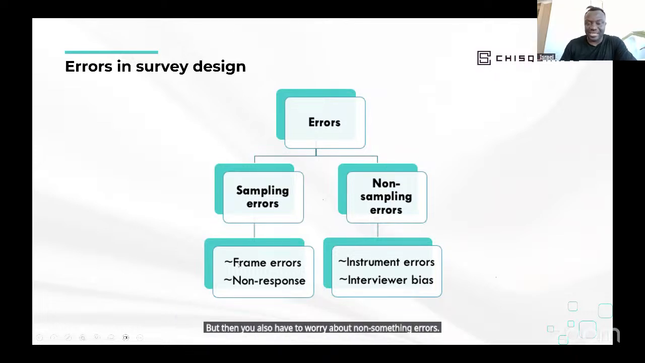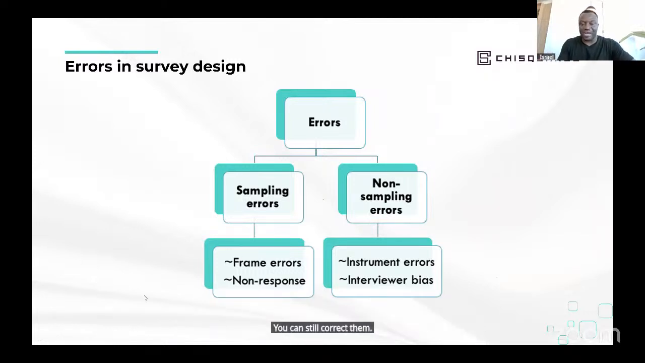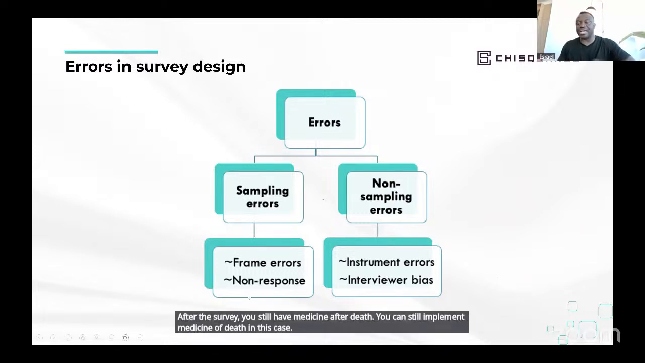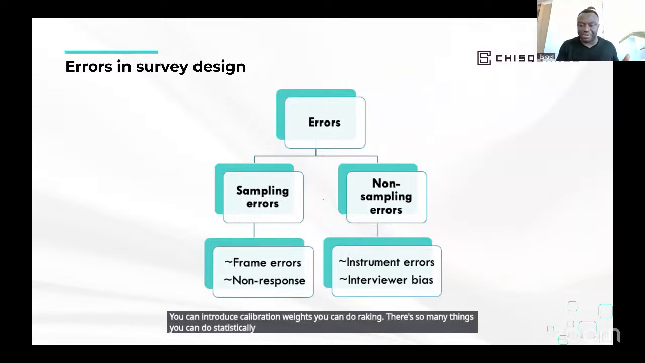Now, note that if you have frame errors or non-response errors, you can still correct them. If you have non-response bias, after the survey, you still have medicine after death. You can still implement medicine after death in this case. You can introduce calibration weights. You can do raking. There are so many things you can do statistically to correct issues of non-response bias.